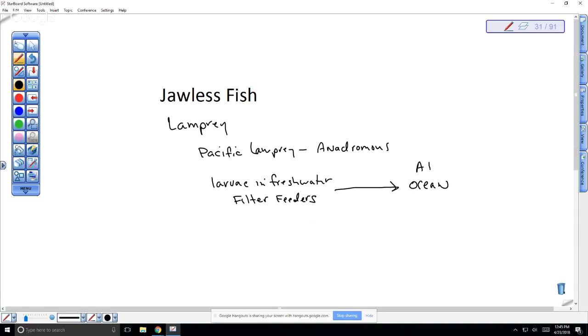And this is the adult. Now, the ocean has a lot more nutrients. It's much, much more nutrient rich than our freshwater ecosystems. And so this is where they can get big, right? And they do this in an unusual way. And so they are actually ectoparasites on other fish.